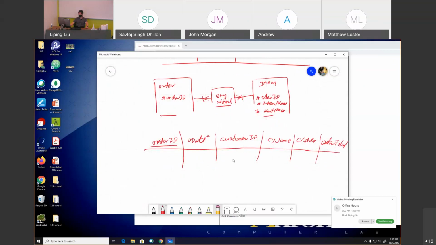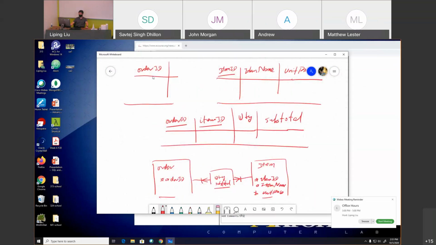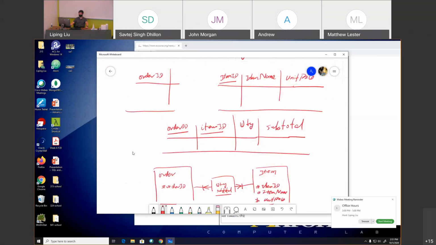So this table is already in second normal form, we said. So now after fixing second normal form, we end up with 4 tables. Now this order table, you see that is actually contained in here. We will see.